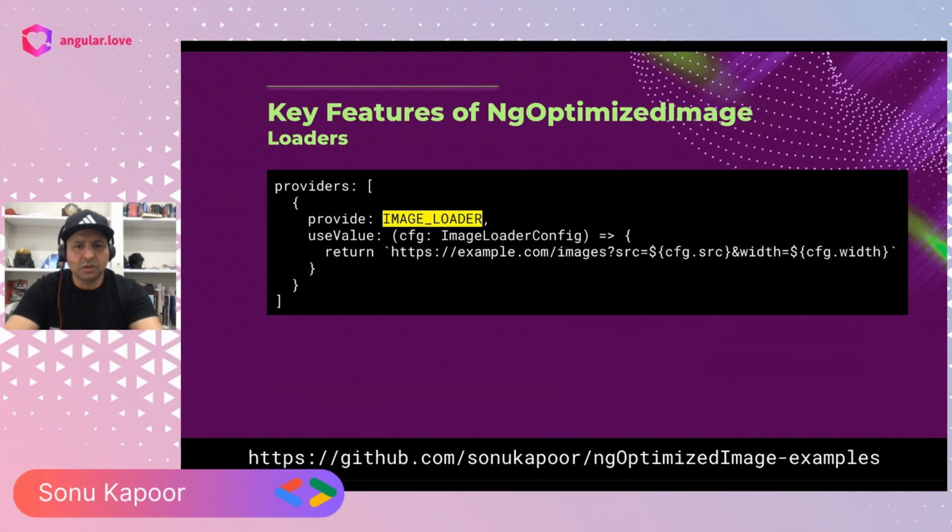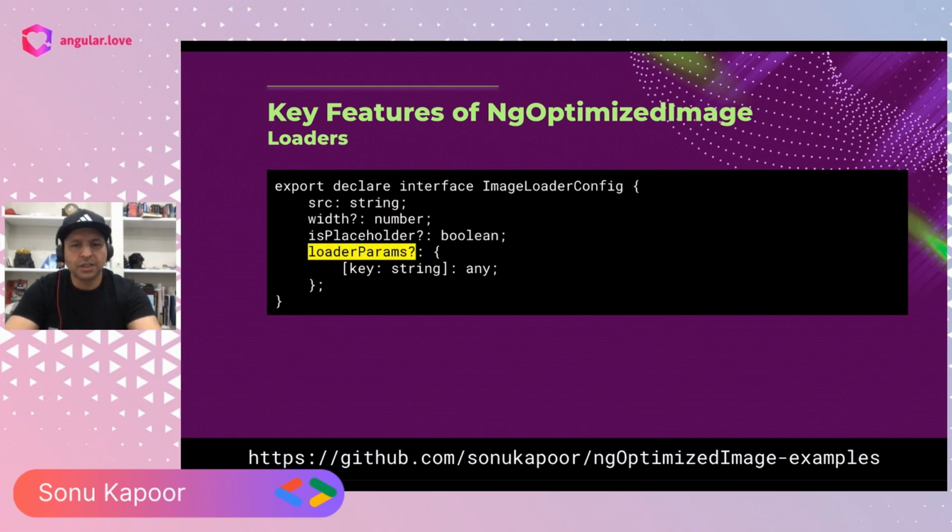So for that, all you have to do is provide the image loader DI token and a loader function that takes the image loader config as an argument and then returns the absolute URL of the image, right? So you import both of these from the standard Angular common package. And additionally, there is a loader params parameter that can be used to pass anything from the directive into your loader function.